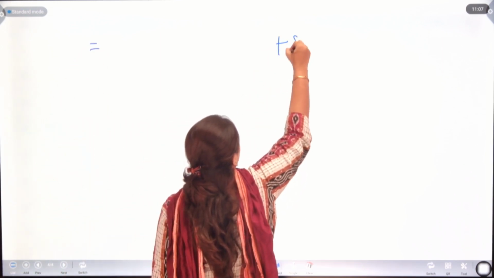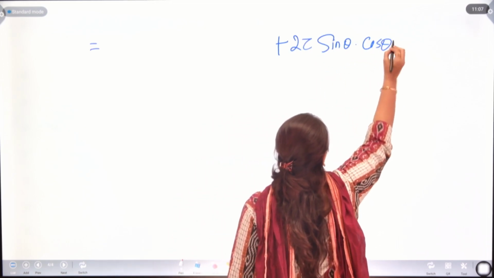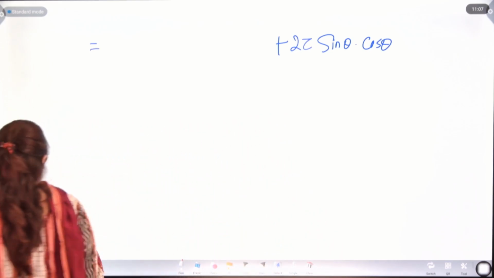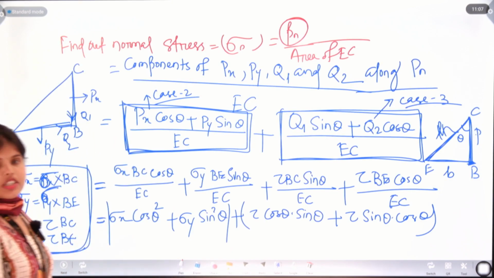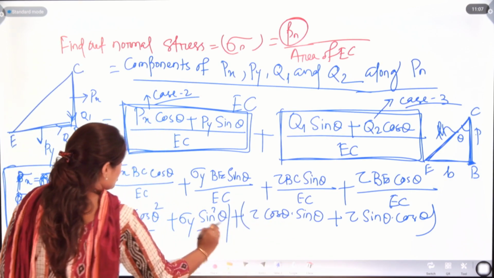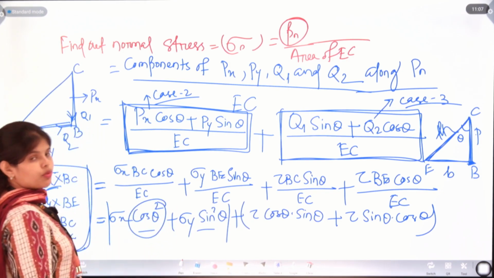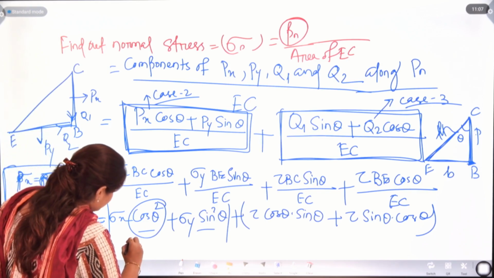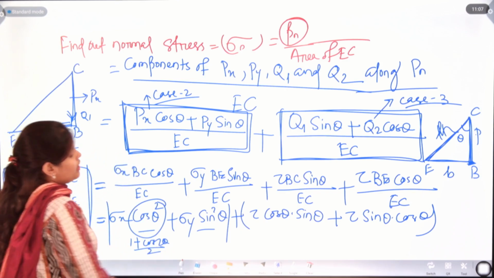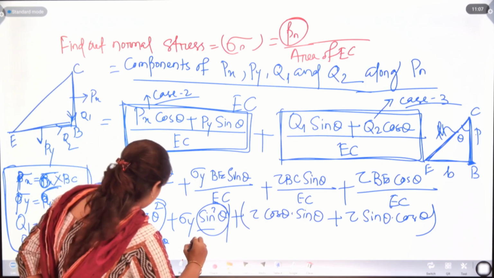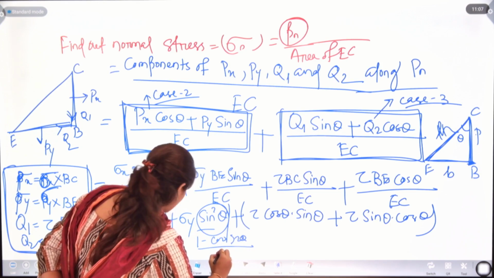So, here we will have 2 tau sin theta into cos theta. Here, sigma x cos square theta plus sigma y sin square theta, let's write it using the formula of cos 2 theta. In case of cos square theta, we can write 1 plus cos 2 theta upon 2, and in case of sin square theta, we can write 1 minus cos 2 theta upon 2.